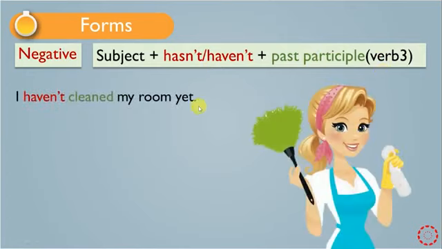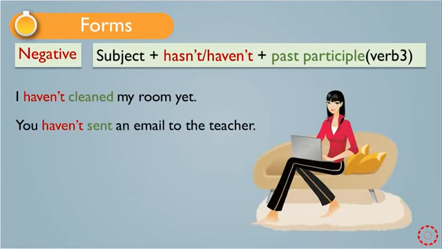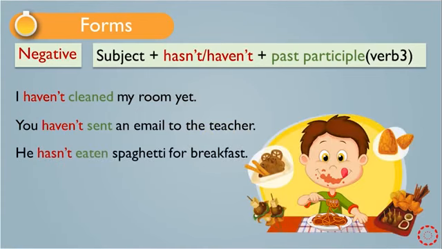We have examples here. I haven't cleaned my room yet. We have haven't, and then we have the past participle, which is cleaned. You haven't sent an email to the teacher. Another example. He hasn't eaten spaghetti for breakfast. Eaten is the past participle of the verb eat.